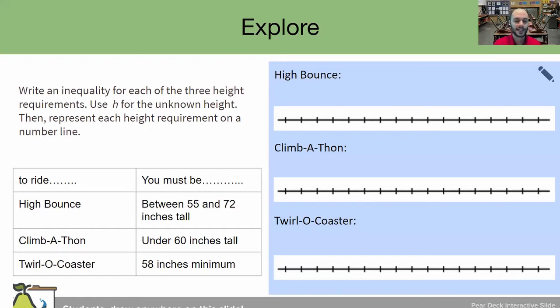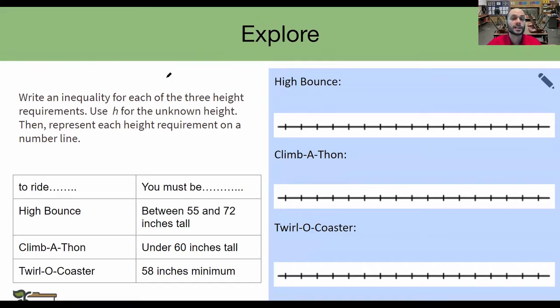Here we go. Write an inequality for each of the three height requirements. Use h for the unknown height, then represent each height requirement on a number line. Some of the things that you might have noticed is that it says write an inequality, so this is something specific that they want us to do. Then it says we're using this for three height requirements. These three height requirements are actually for High Bounce, Climathon, and Twirler Coaster. It seems as if we're talking about a theme park, and for the rides, there are different requirements. So we have three rides, three different requirements, and we need to write an inequality for all of them.